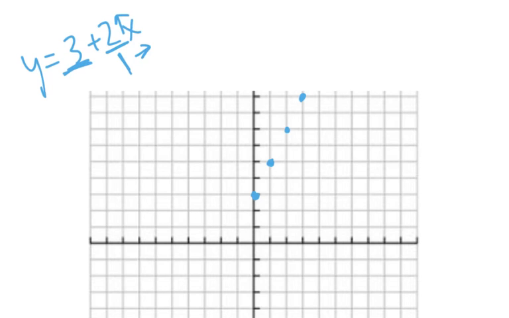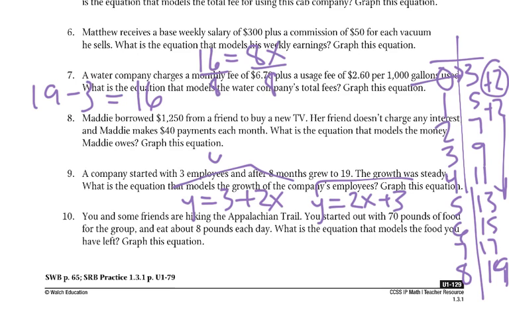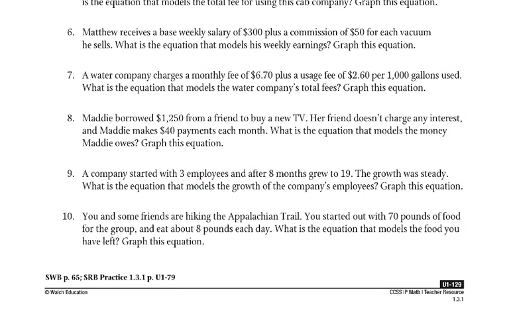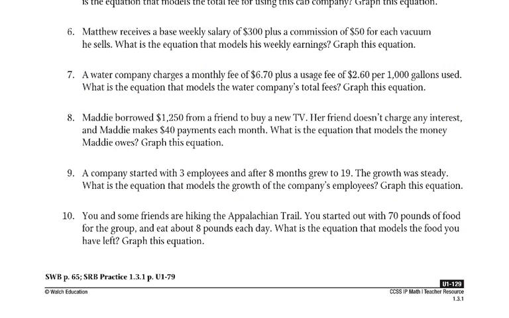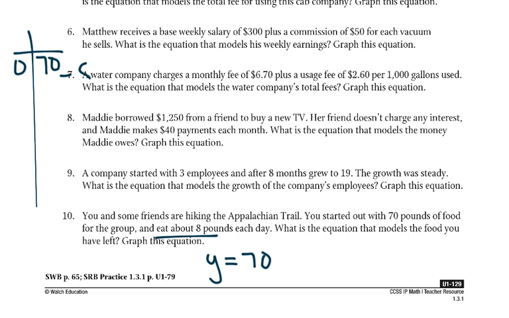Alright, are we on to the last one now? Okay, last one here. You and some friends are hiking the Appalachian Trail. You start out with 70 pounds of food for the group and eat about 8 pounds each day. What is the equation that models the food you have left? Okay, so think about that table again. So we started out at 70, so we know we're going to go y equals 70, and we eat 8 pounds a day, so we're subtracting 8.